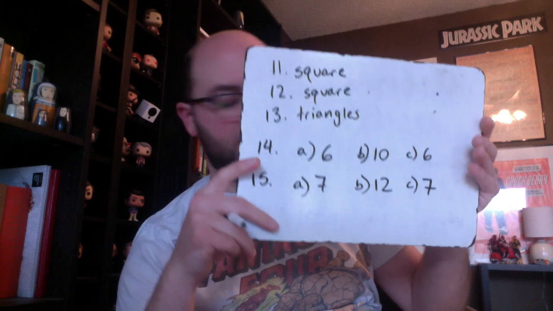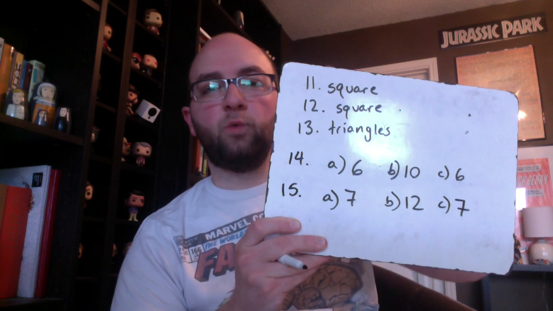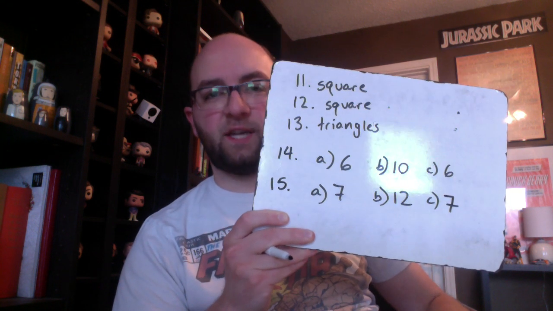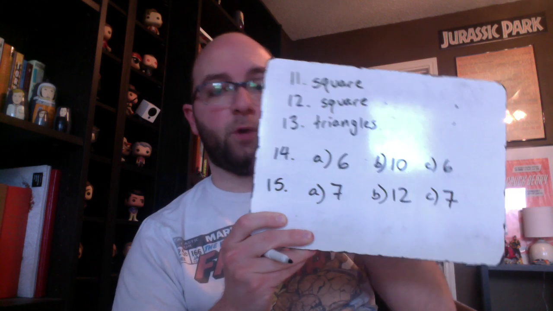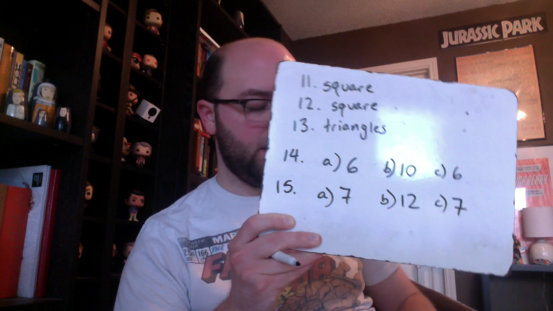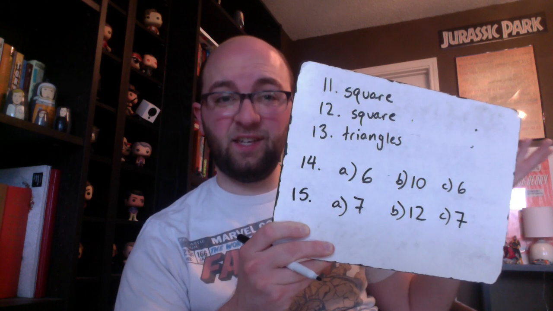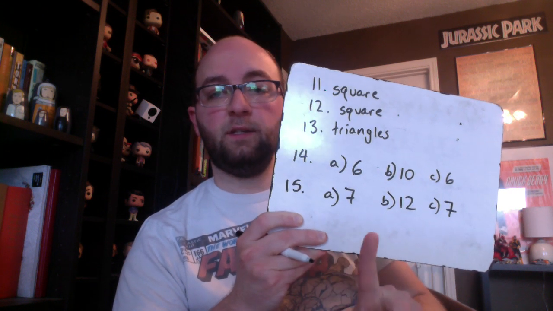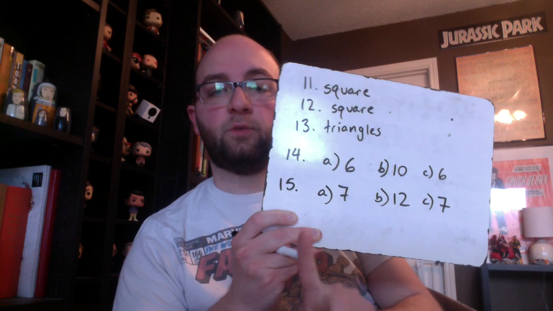The number of vertices and the number of faces is always 1 more than the number of sides of the base. So for 14, that was a pentagon, 5. Each of those answers was 1 more than that, 6. And then for number 15, hexagon, that's 6, and both of those are 1 more, it's 7.